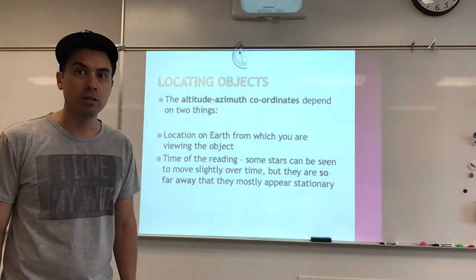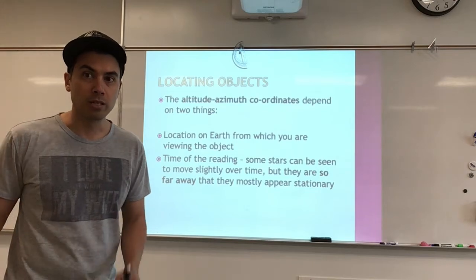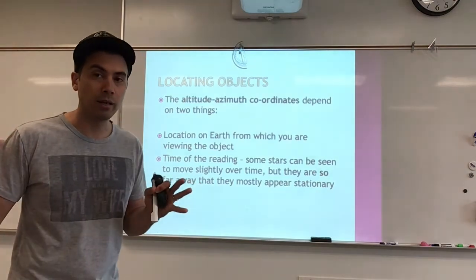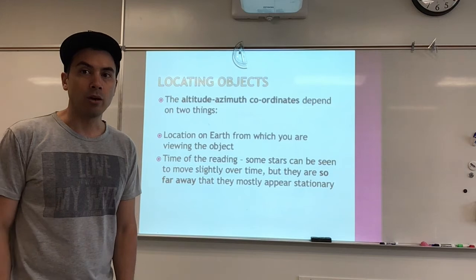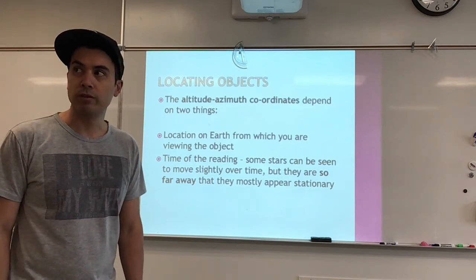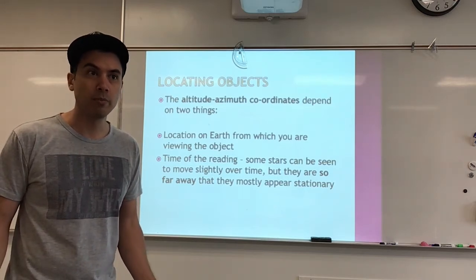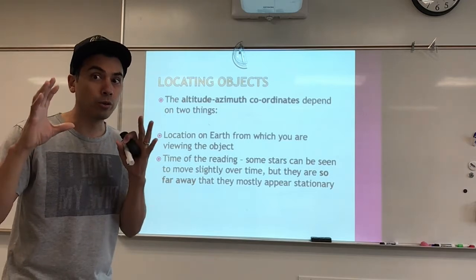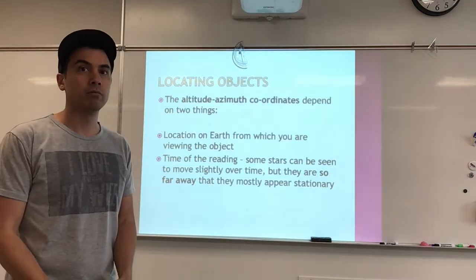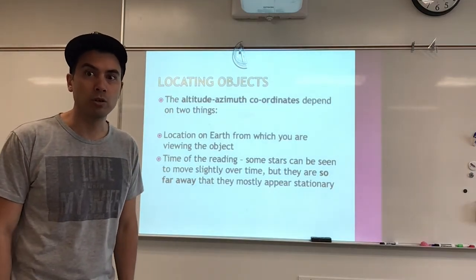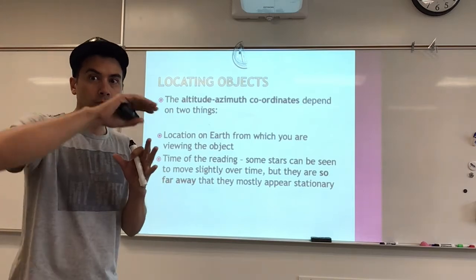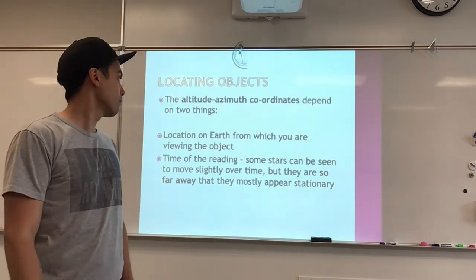Some telescopes, computerized telescopes, can self-adjust and maintain that object in your field of view. But if you have just a standard telescope, you're only going to be able to view that object for, I don't know, a minute or so before it moves out of your field of view.